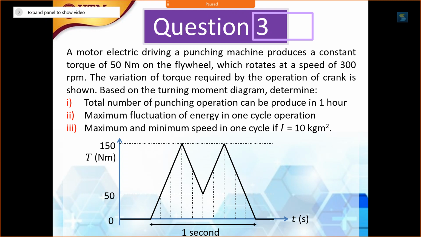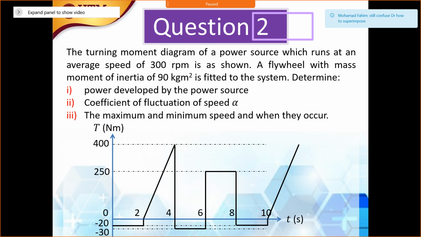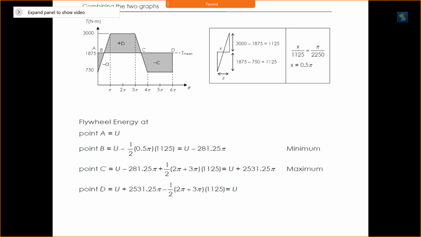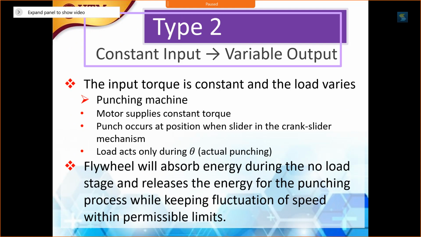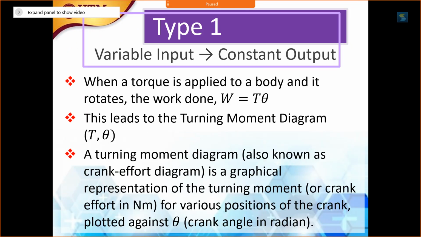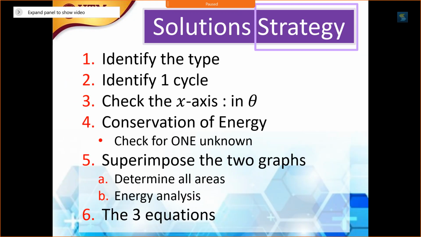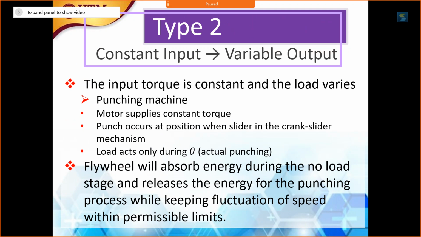So before we start, let me recap back. I summarize what happened for this topic. All right. So basically, for this topic, we have two types of problem that we have. First is we call as type number one. What is type number one? Right, so basically for type number one, we have a variable input will produce a constant output. Okay, and for type number two, we have a constant output will produce a variable output.